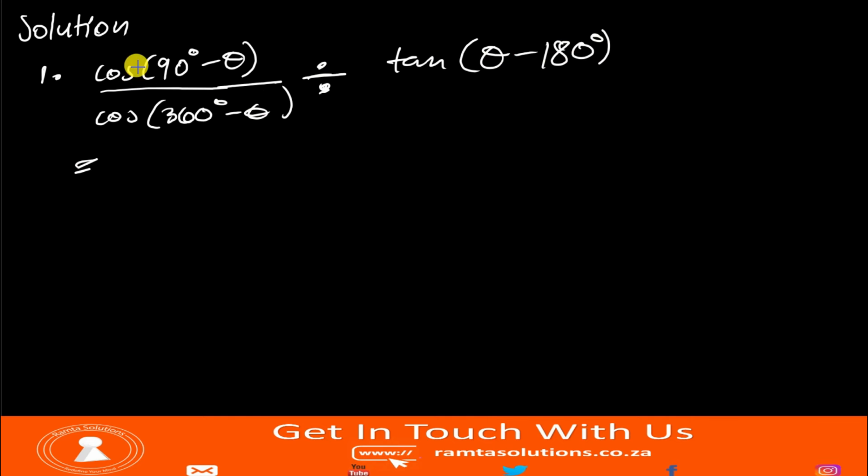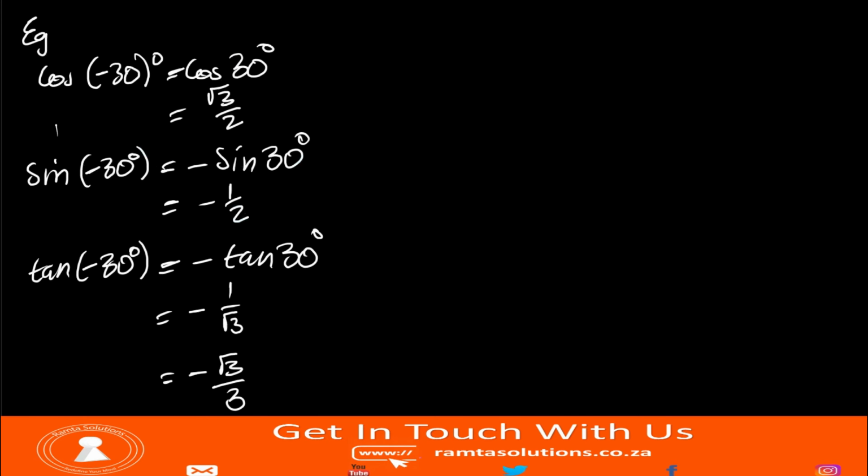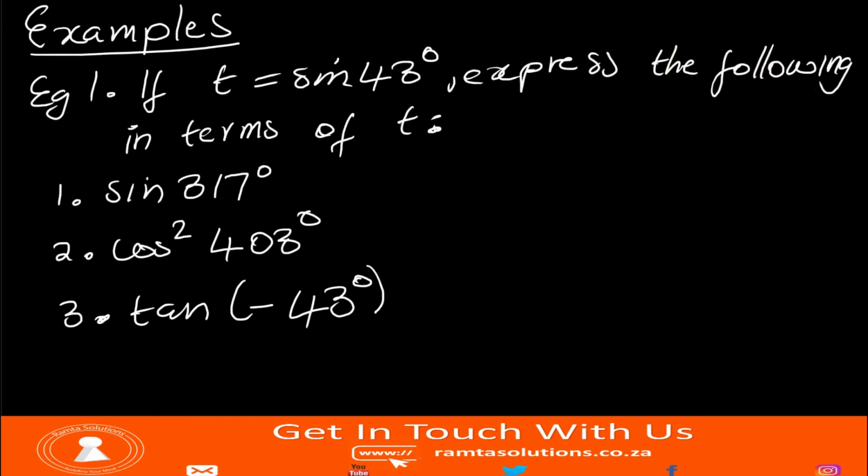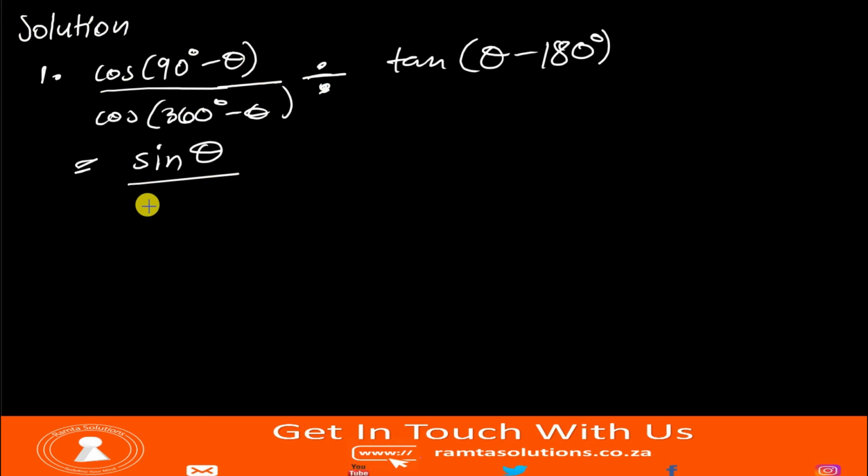Because it's 90, cosine will change to sine. So this will become sine, but because it's also in the first quadrant, remember 90 minus is in the first quadrant, so it will be positive sine theta. Denominator, cosine of 360 minus theta is in the fourth quadrant, so cosine is positive and you leave it as cos theta.